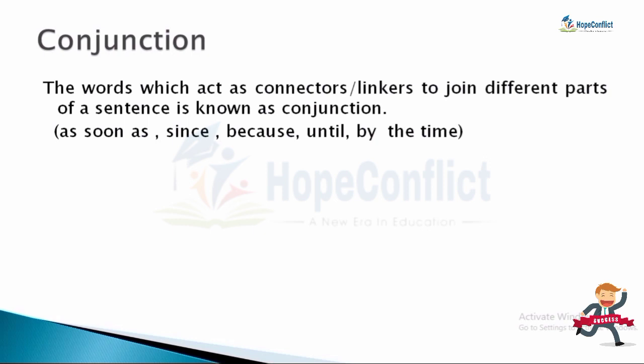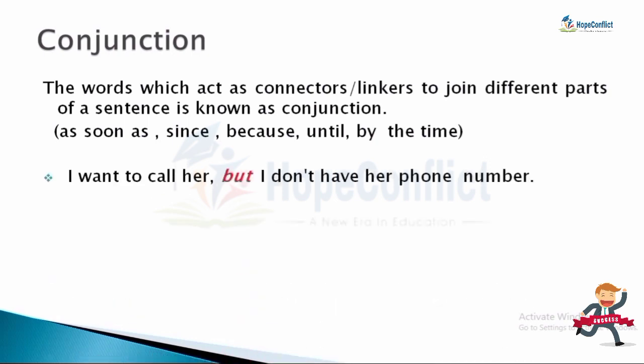Okay, what happens is, we use English and we talk, we use many conjunctions itself. We use conjunctions when we talk. But the thing is, we don't know that this is a conjunction. So you must have heard someone saying as soon as, since, because, until. So these types of words are called your conjunctions. Okay, let's take the example.